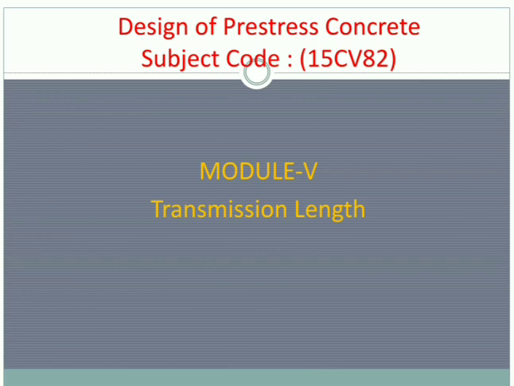Now, what is the meaning of transmission? Transmission in a sense means transfer. Transfer of energy, transfer of force, transfer of stresses. In case of our PSC section, especially the post-tension sections, the transmission word is connected with the transfer of stresses from the anchor zone to the span of the member.